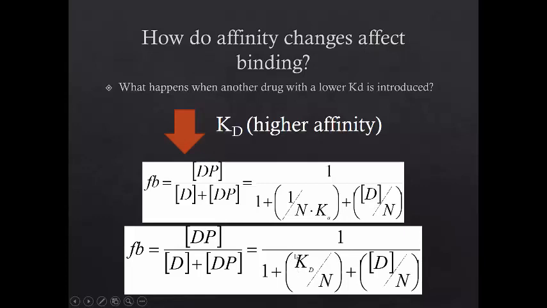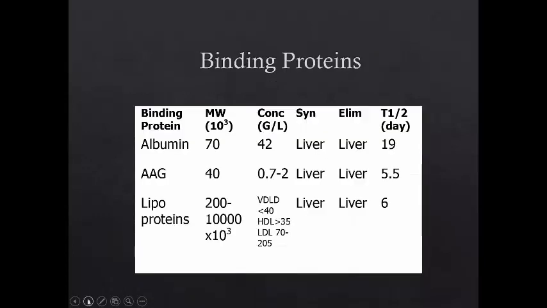What happens when our Kd decreases? Well, then our denominator is going to decrease, which will increase our fraction bound, won't it? So our fraction bound will increase and our fraction unbound will decrease. Therefore, if a higher affinity drug is added, we're going to see an increase in the fraction bound of that drug. And the opposite would be true. All right, I'm going to stop there. Well, maybe we'll go on.